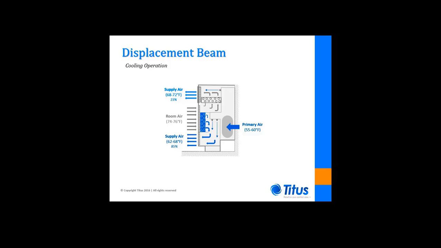Primary air injected into the upper part of the unit mixes with room air and is then discharged to the space slightly cooler than the room itself. 85% of the primary air is discharged through the lower mixing plenum, while the remaining 15% is discharged from the upper portion of the terminal.